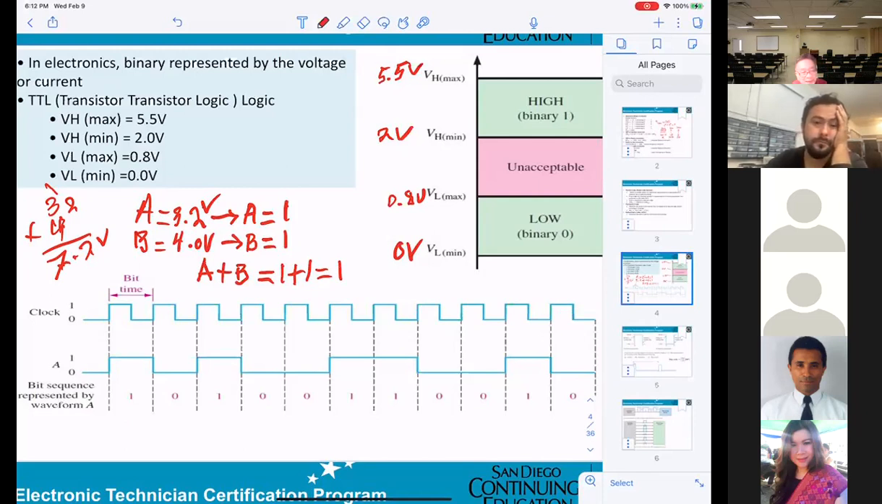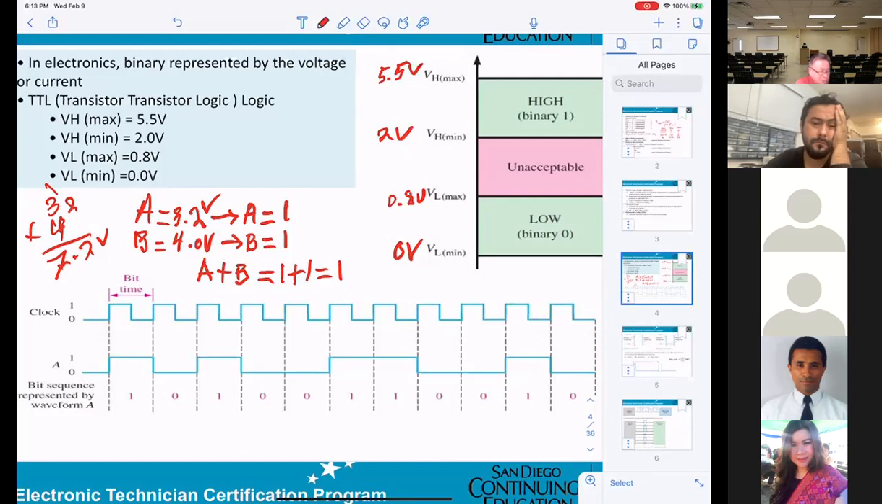And let's say 1 adding to 1, you get 2. In binary, you don't have a number 2. In digital, you don't have number 2, either 0 or 1.